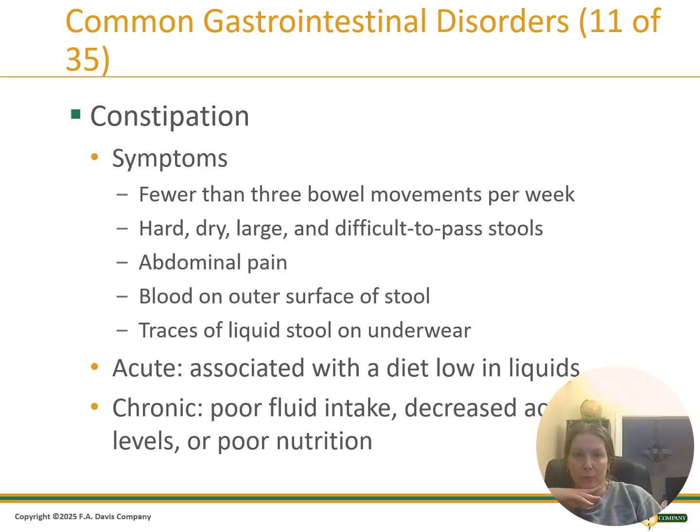In kids, we understand constipation as being fewer than 3 bowel movements per week. These kids are going to have stool that is very hard and dry. It can be large and difficult to pass. They can have a lot of abdominal pain with it. They may experience some blood on the outer surface of the stool. There may be traces of liquid stool in the child's underwear that could lead you to believe there's some impaction. Acute constipation is often associated with just a diet low in liquids.